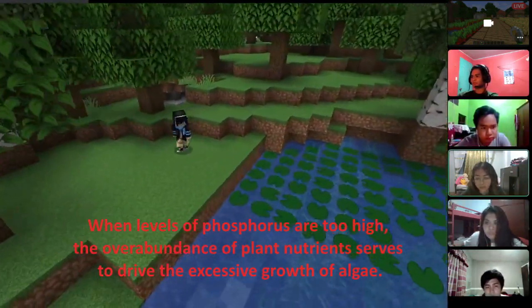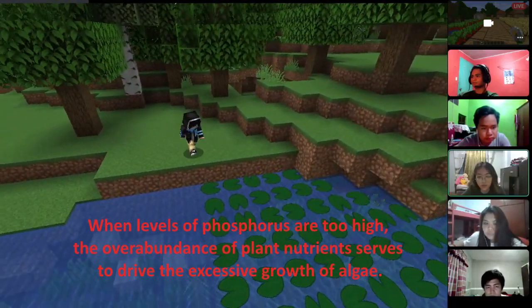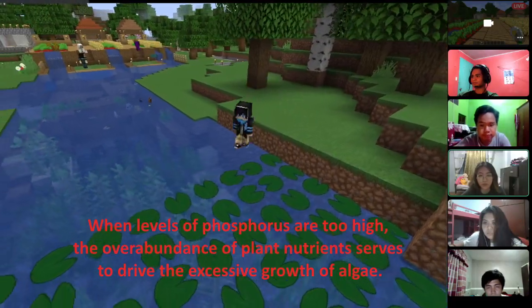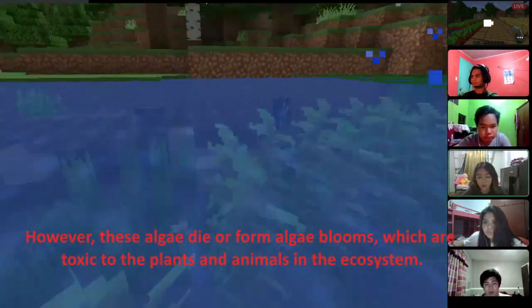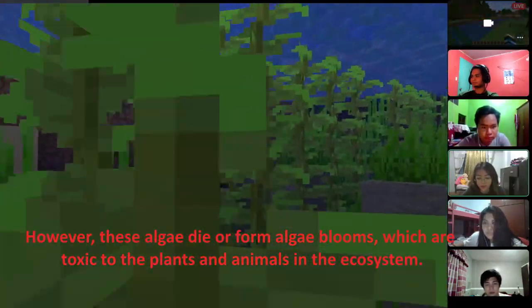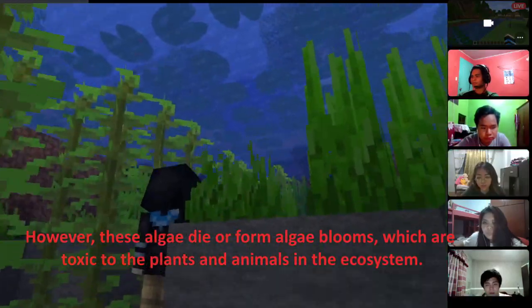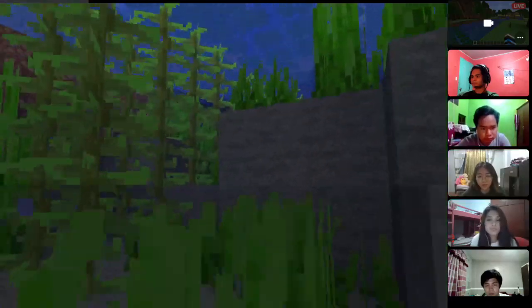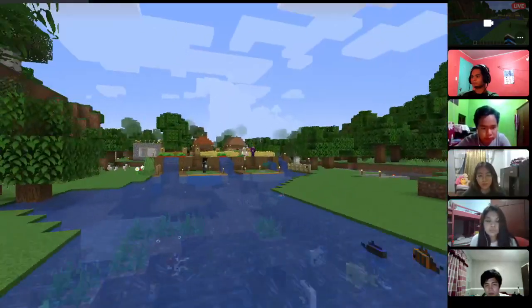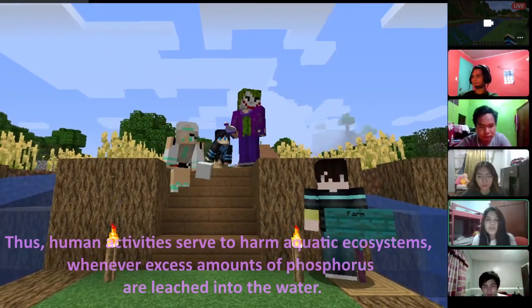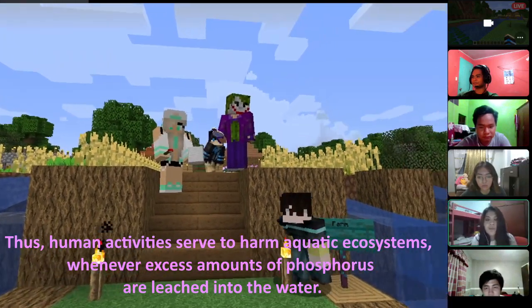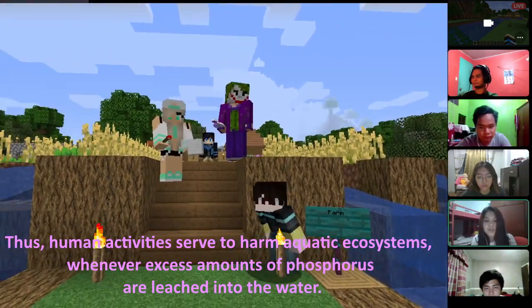When levels of phosphorus are too high, the overabundance of plant nutrients serves to drive the excessive growth of algae. However, these algae die or form algae blooms, which are toxic to the plants and animals in the ecosystem. Thus, human activities serve to harm aquatic ecosystems whenever excess amounts of phosphorus are leached into the water.